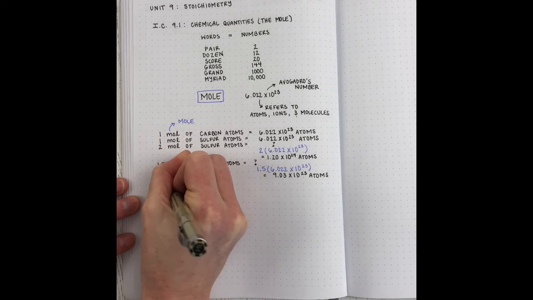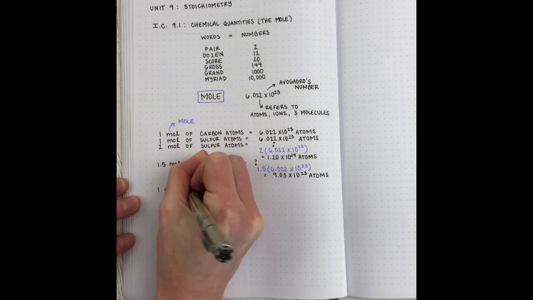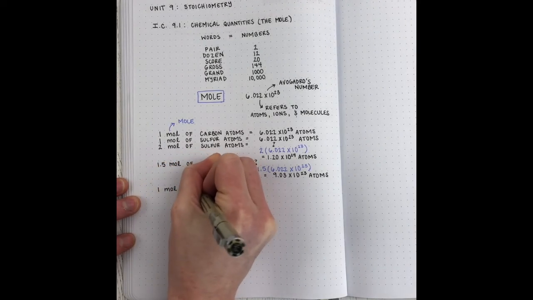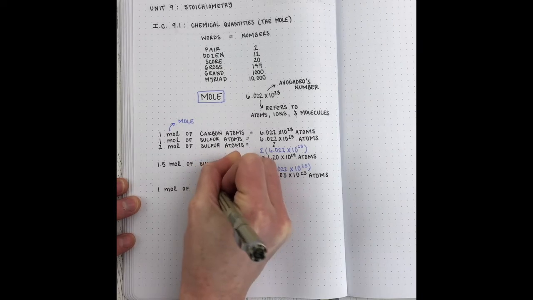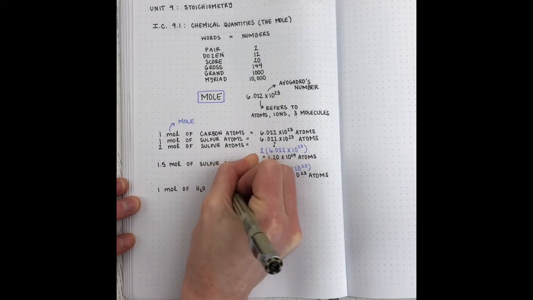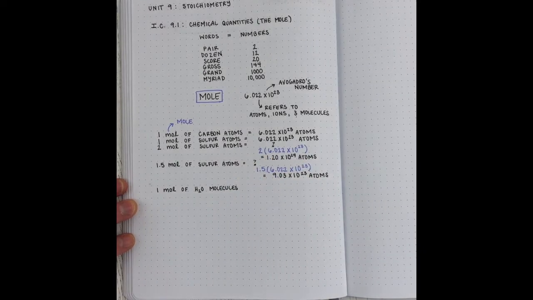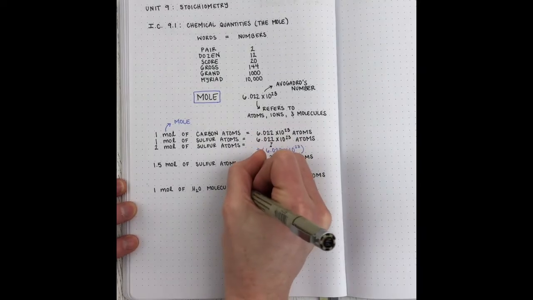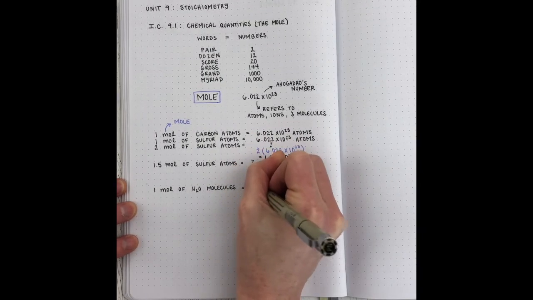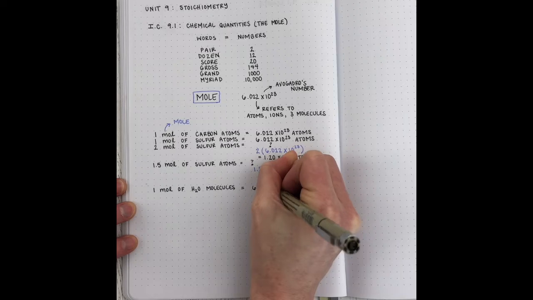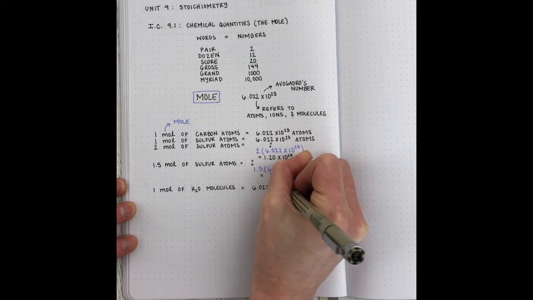These relationships don't change if we're talking about molecules versus atoms. If instead of a mole of carbon atoms, I have a mole of water molecules, how many water molecules are present in a mole of water molecules? It would be 6.022 times 10 to the 23rd water molecules.